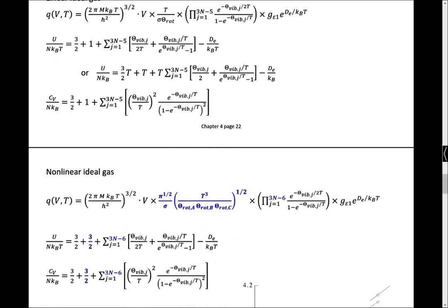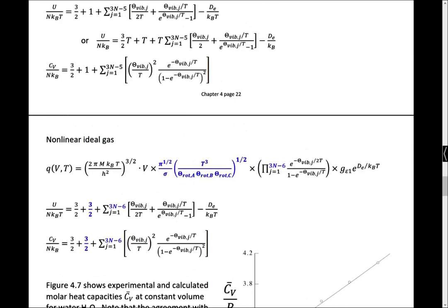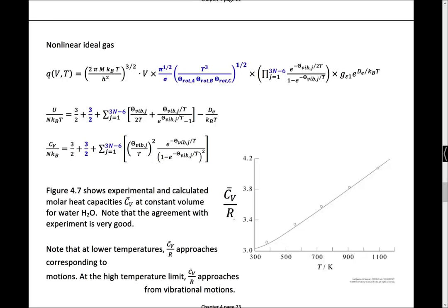Again, we can take the derivative of the natural log of Q with respect to T, multiplied by kBT squared, and that gets the energy of the system. Taking the derivative of that with respect to T gives our contribution to the heat capacity. So we have translation, rotation, vibration. Make sense?